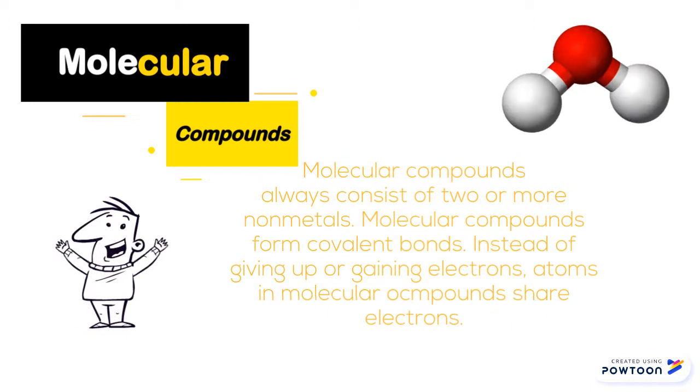Now it's time for molecular compounds. Molecular compounds always consist of 2 or more nonmetals. Molecular compounds form covalent bonds instead of giving up or gaining electrons. Atoms in molecular compounds share electrons. Just like ionic compounds, molecular compounds need a formation and final diagram.